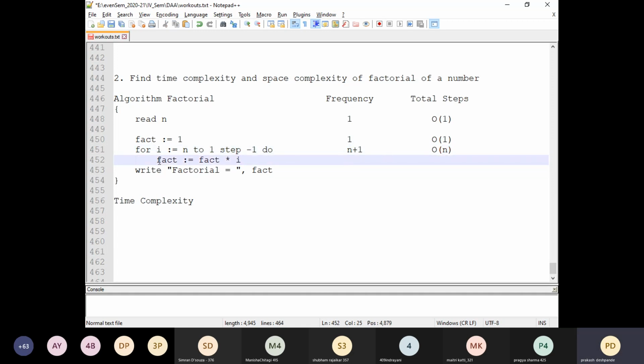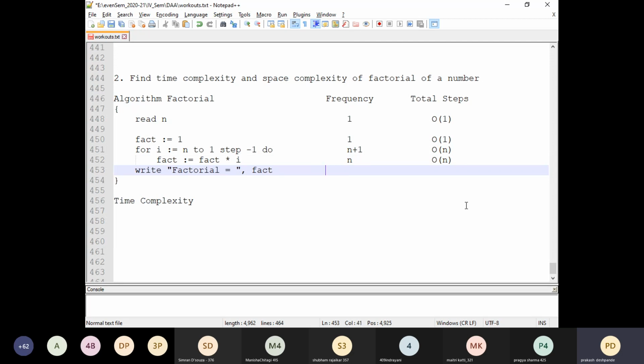Okay. Now, what about the next line here? Fact is equals to fact into I. How many times will this statement be executed? N times only, because this is a statement which is part of the for loop. Whenever the for loop condition is true, then only it gets executed. So it will execute for n times. Then what about its total steps in terms of big O notation? Big O of n. N times. Again, it is linear, again it is big O of n.